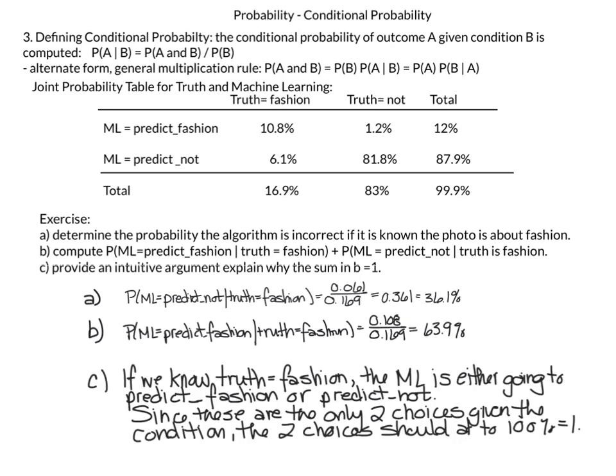And then C, we notice if we add these two together, we're going to get 100%. And we want an explanation why. And the reason is, regardless of what the truth is, the machine learning is either going to predict fashion or it's going to predict not. And so these are the only two choices given. Even if it's conditional, it's still the only two choices for the machine learning. So the two choices should add up to 100%, or it should equal 1.